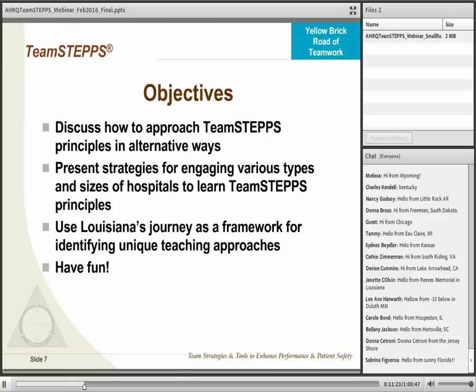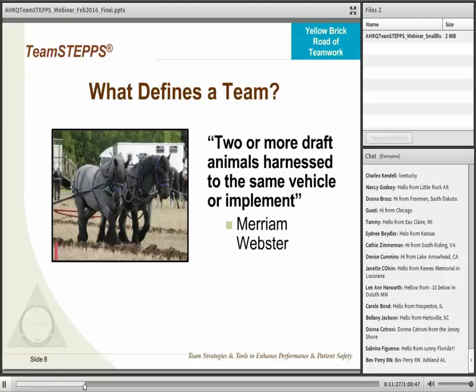So when I introduce team, and I introduce a definition of team, I give them this definition: two or more draft animals harnessed to the same vehicle or implement. And it seems to be pretty applicable. I wear a lot of hats here at LHA as well. And so it helps break the ice, make a little light, hopefully get a little chuckle, because that's the intent.